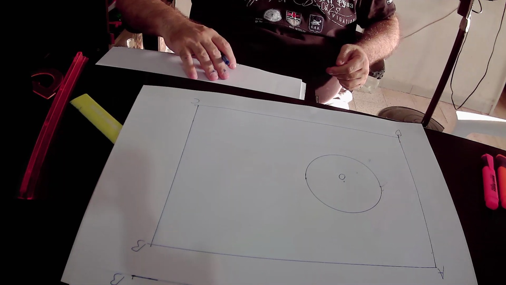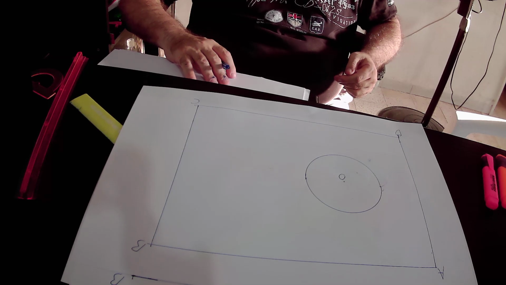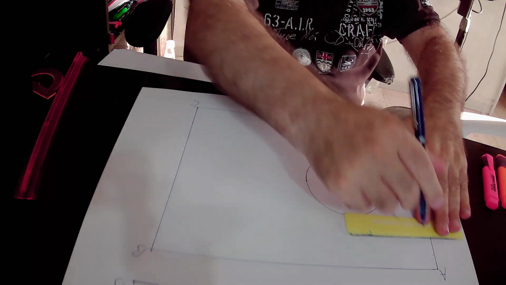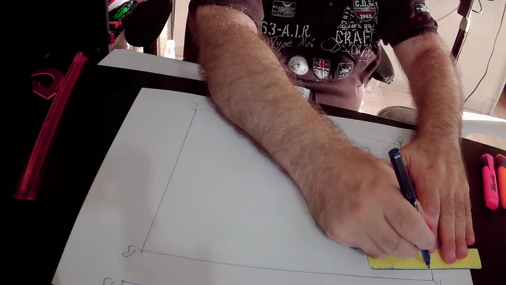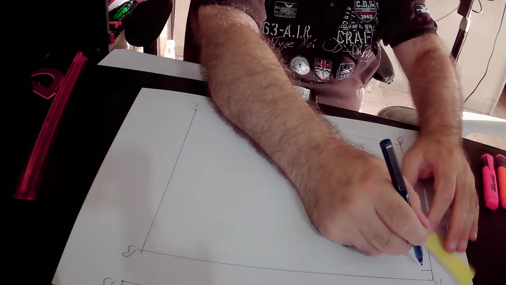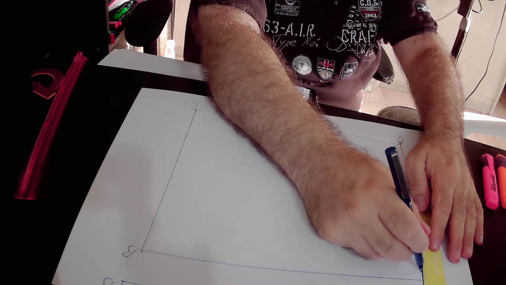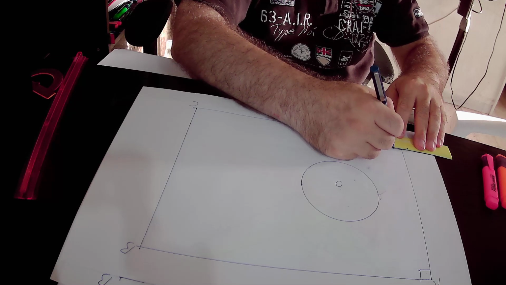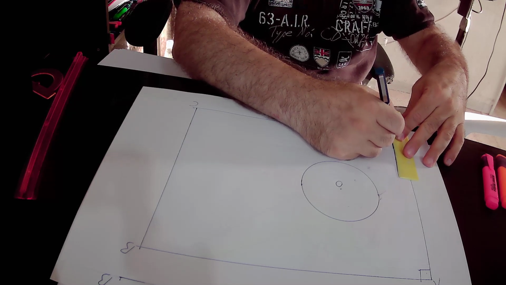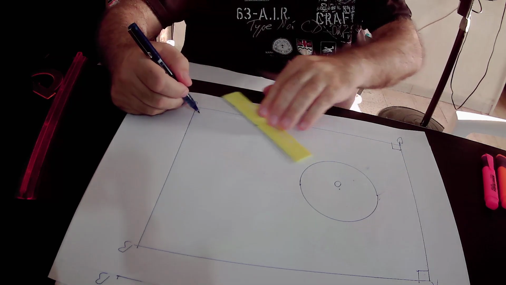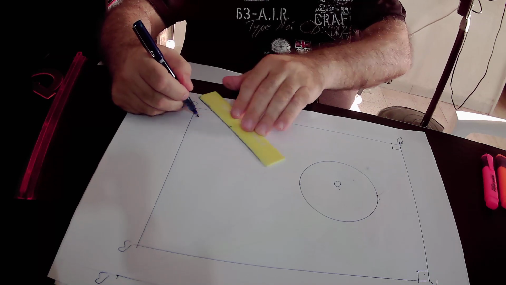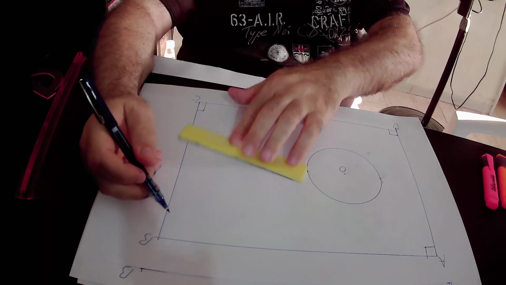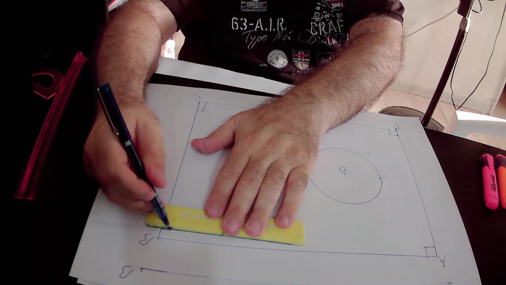We know that all the angles inside the rectangle are right angles, so this angle equals 90 degrees. This angle equals 90 degrees. This angle equals 90 degrees. And this angle is also equal to 90 degrees.